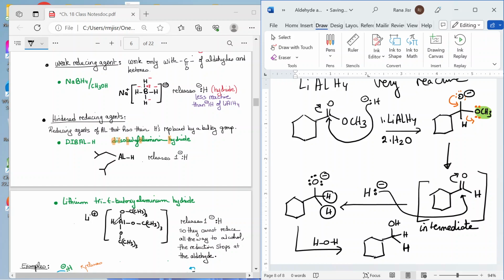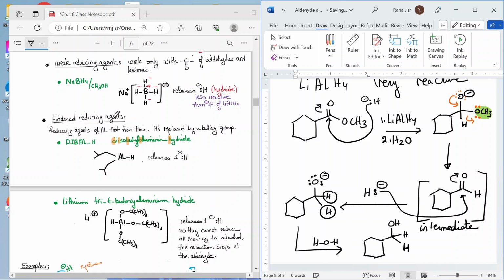This is going to release an H minus, and I'm not going to be using this in excess because it is hindered and it is bulky. So this is why when you are using this hindered reducing agent, you're going to stop at the aldehyde and your product is going to be just the aldehyde.